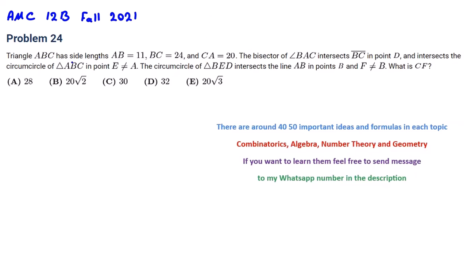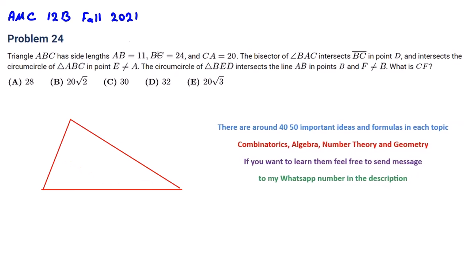Okay, so it says triangle ABC has side lengths AB 11, BC 24, CA 20. So let's consider, for example, this BC, and then we can, for example, divide it by 5.5. It is around this point, and this one is 20. Okay, now it says what?